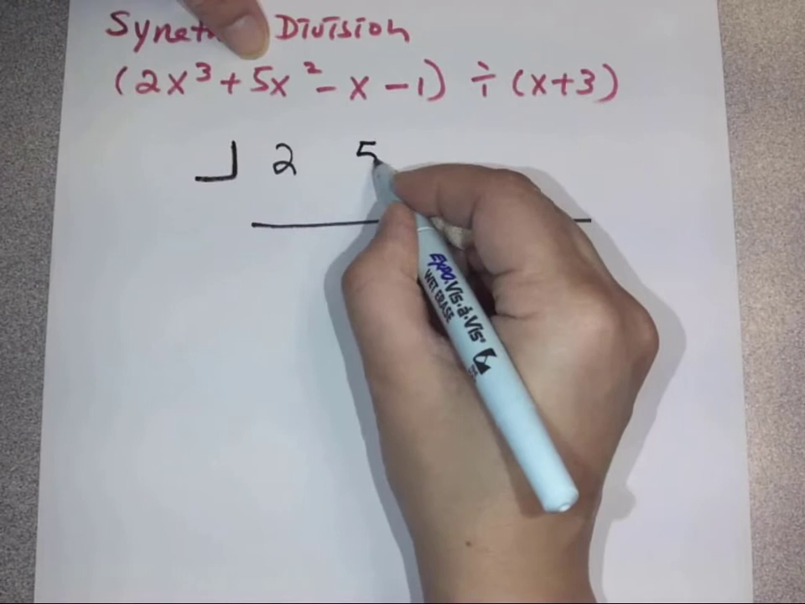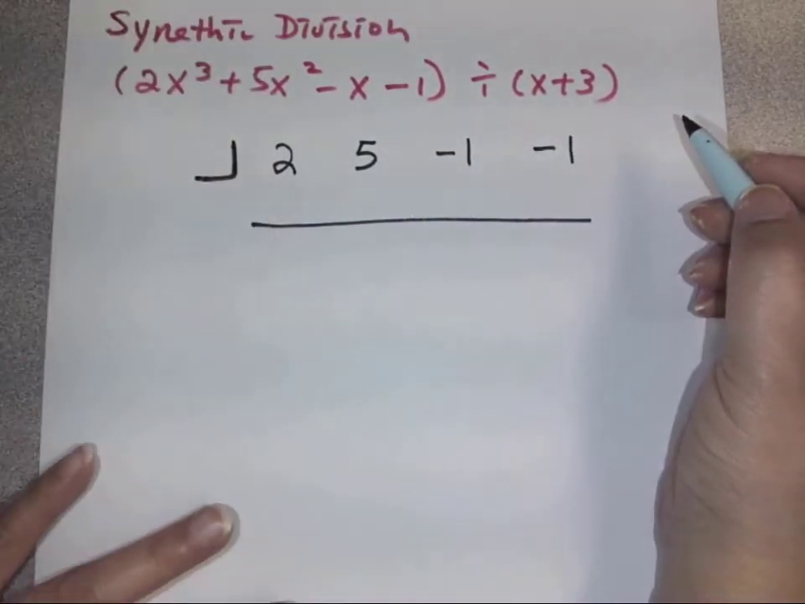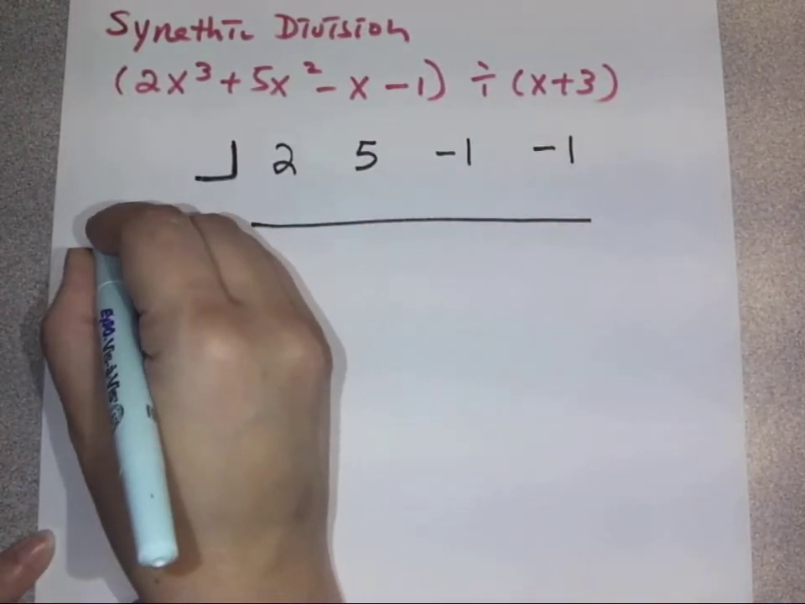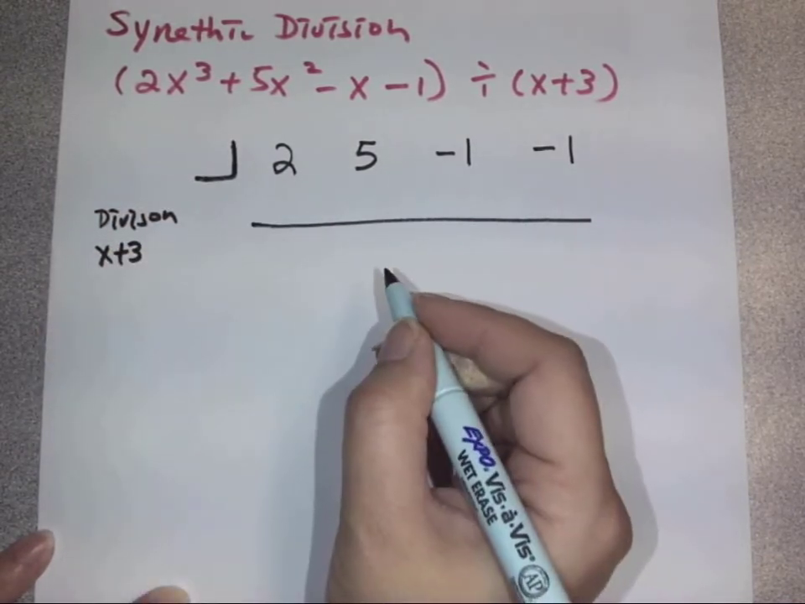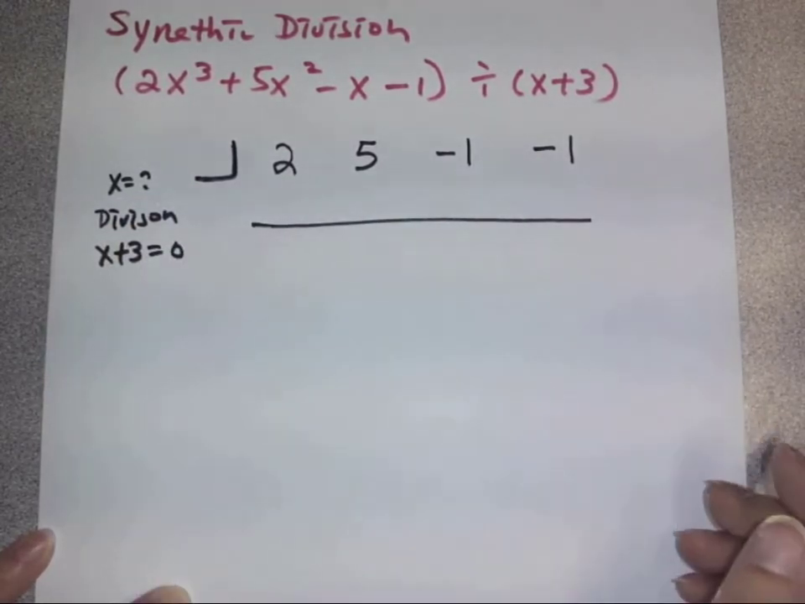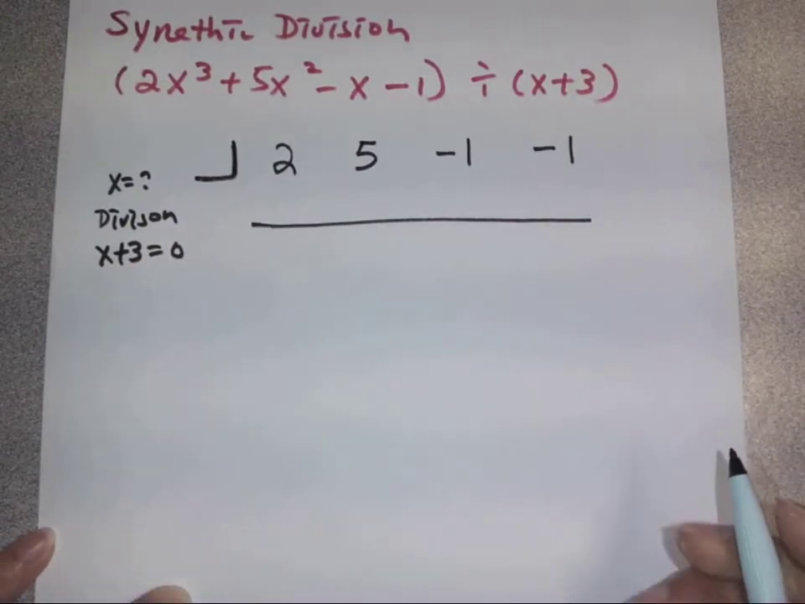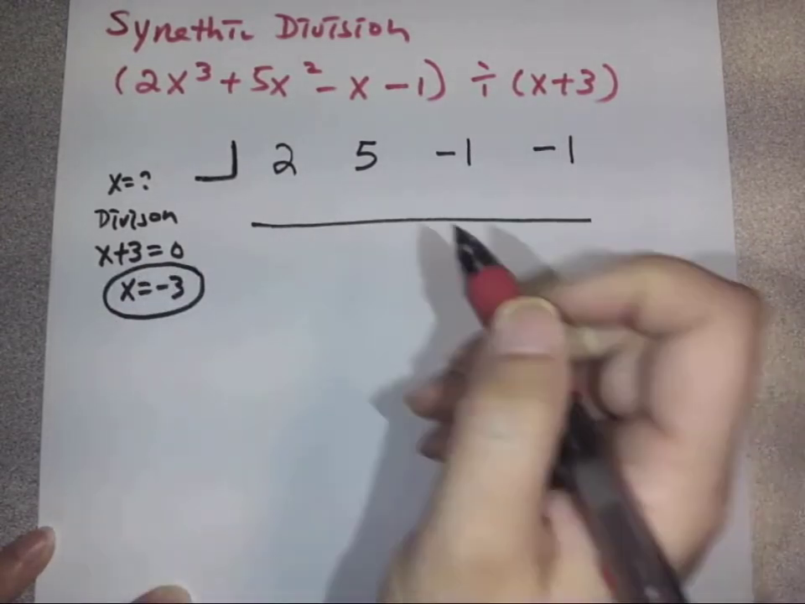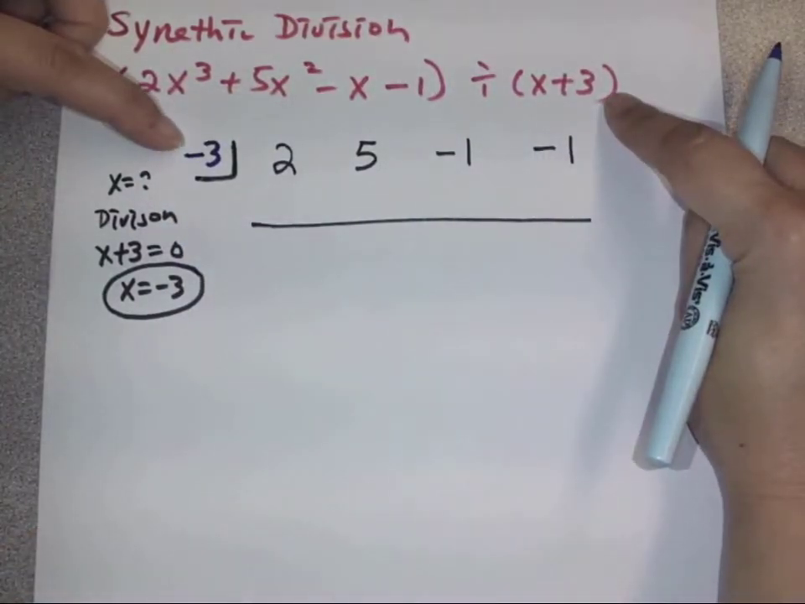And then I have positive 5 with x squared, a negative 1 with x, a negative 1 for the number. And then over here in the corner, we want to use the divisor, which is x plus 3, and try to figure out x equal to what from the divisor. So if we set it equal to 0 and solve for x, move the 3 to the other side, x equals what? Negative 3. So x equals negative 3 from the divisor. That's why we are going to put the negative 3 in the corner. This is from the divisor solving for x.